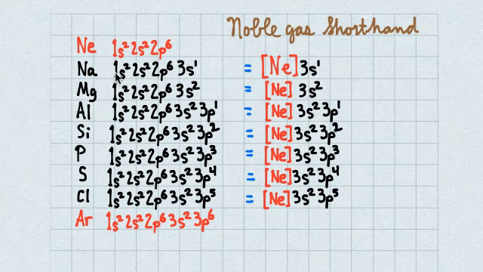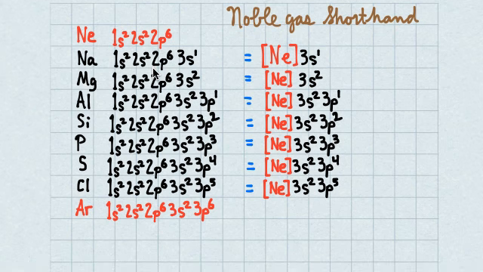So sodium really only has one electron that can do anything. The rest are stuck in the noble gas inner configuration. Magnesium has 2 electrons, 3s2. Those 2 electrons can do something. The rest of them are stuck in there within a neon-like configuration.